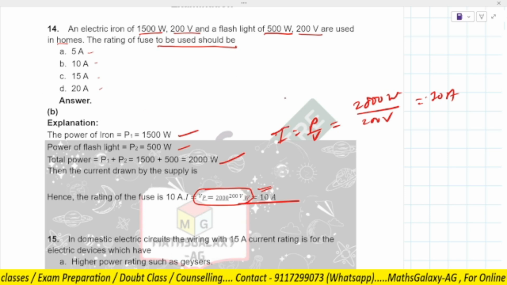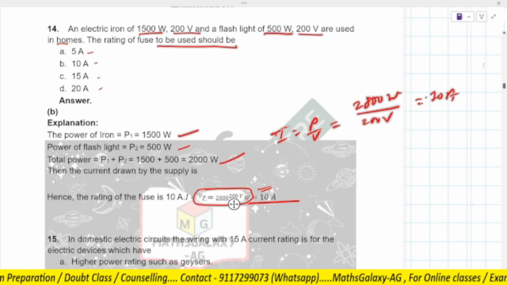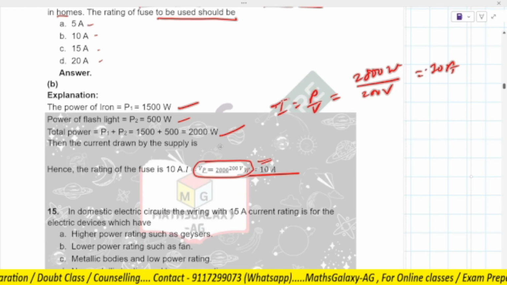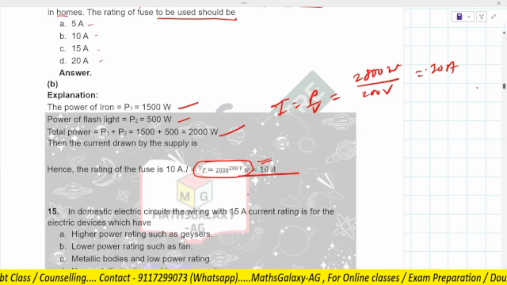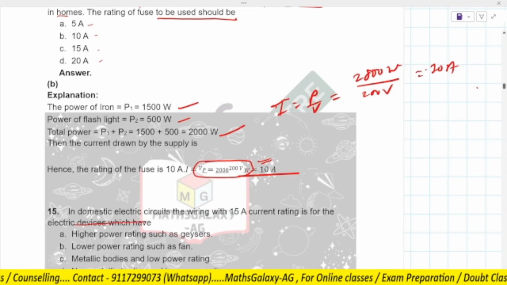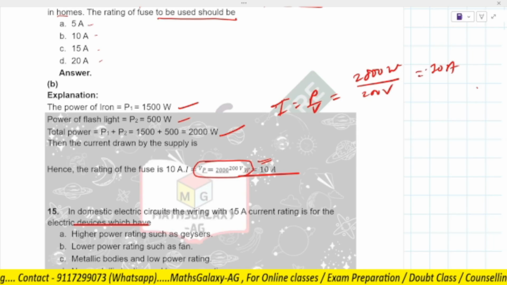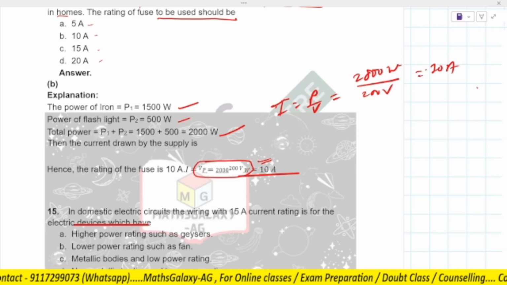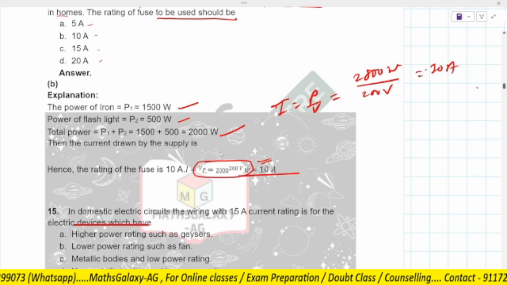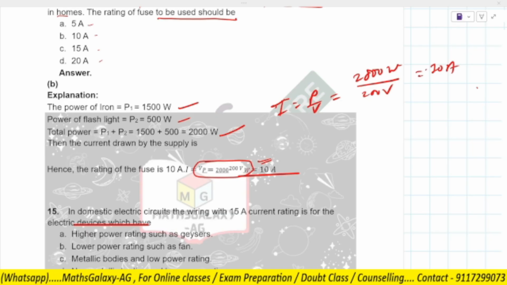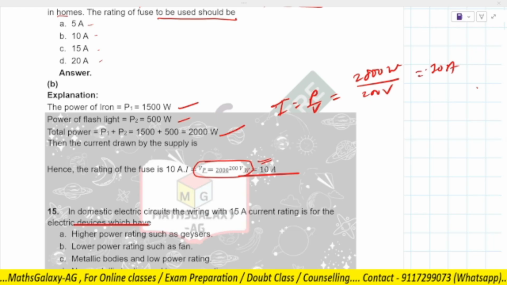Any doubt? Okay. Now let's see the next question. In domestic electric circuits, the wire with 15 ampere current rating is used for electric devices which have: high power rating such as geysers, low power rating such as fan, metallic bodies and low power rating, or non-metallic body and low power rating. What will it be? High power rating, such as geyser.